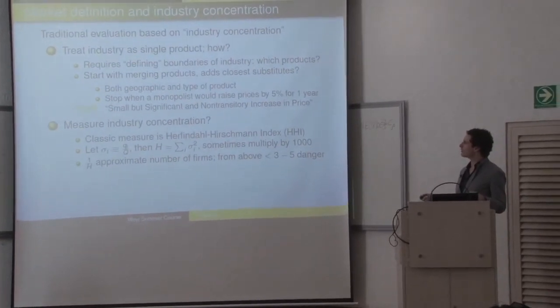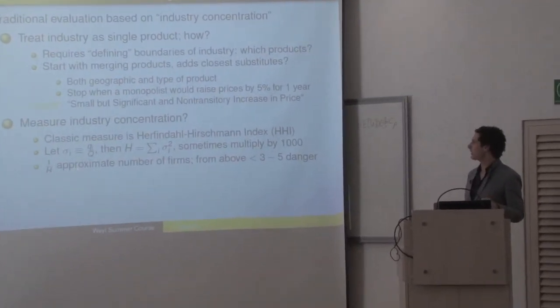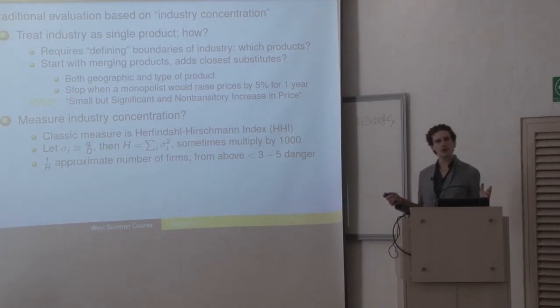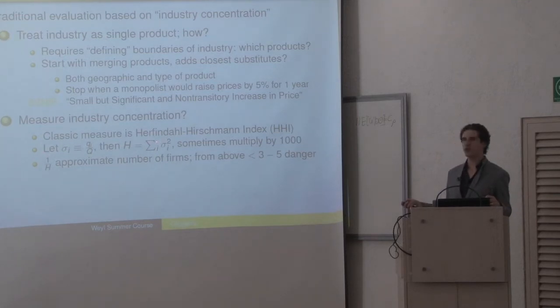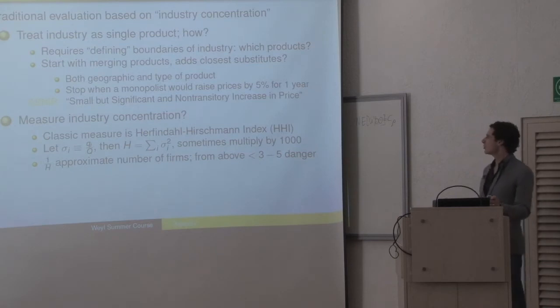And one way to think about this is that 1 divided by H is sort of like the approximate number of firms. If you had 5 firms and each of them had equal market share, then H would be 1/5. And so 1 over H would be approximately 5, right? So from what we saw before, 3 to 5 firms is the level where it starts to get dangerous, where you start to get anti-competitive effects from the study by Bresnahan and Reiss, right?